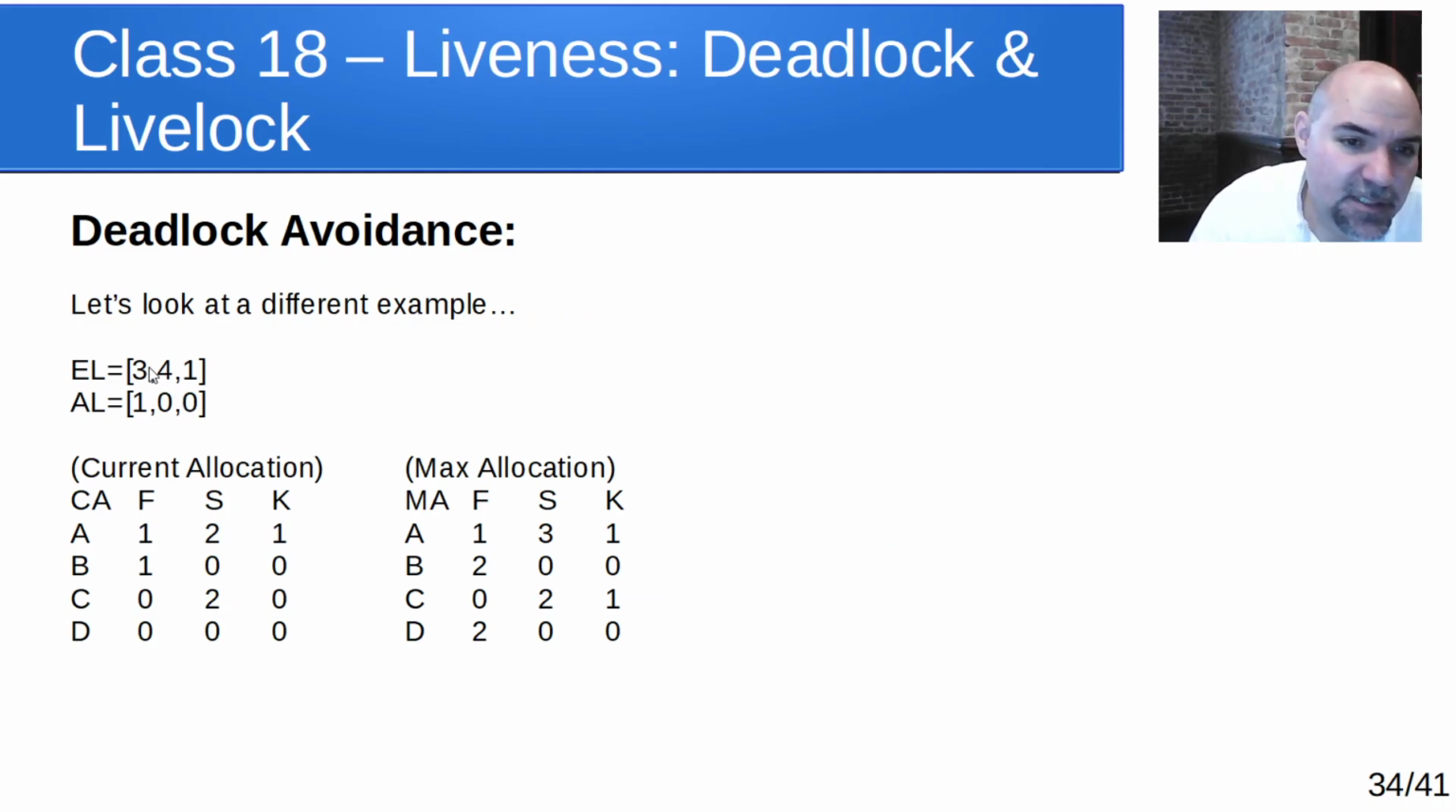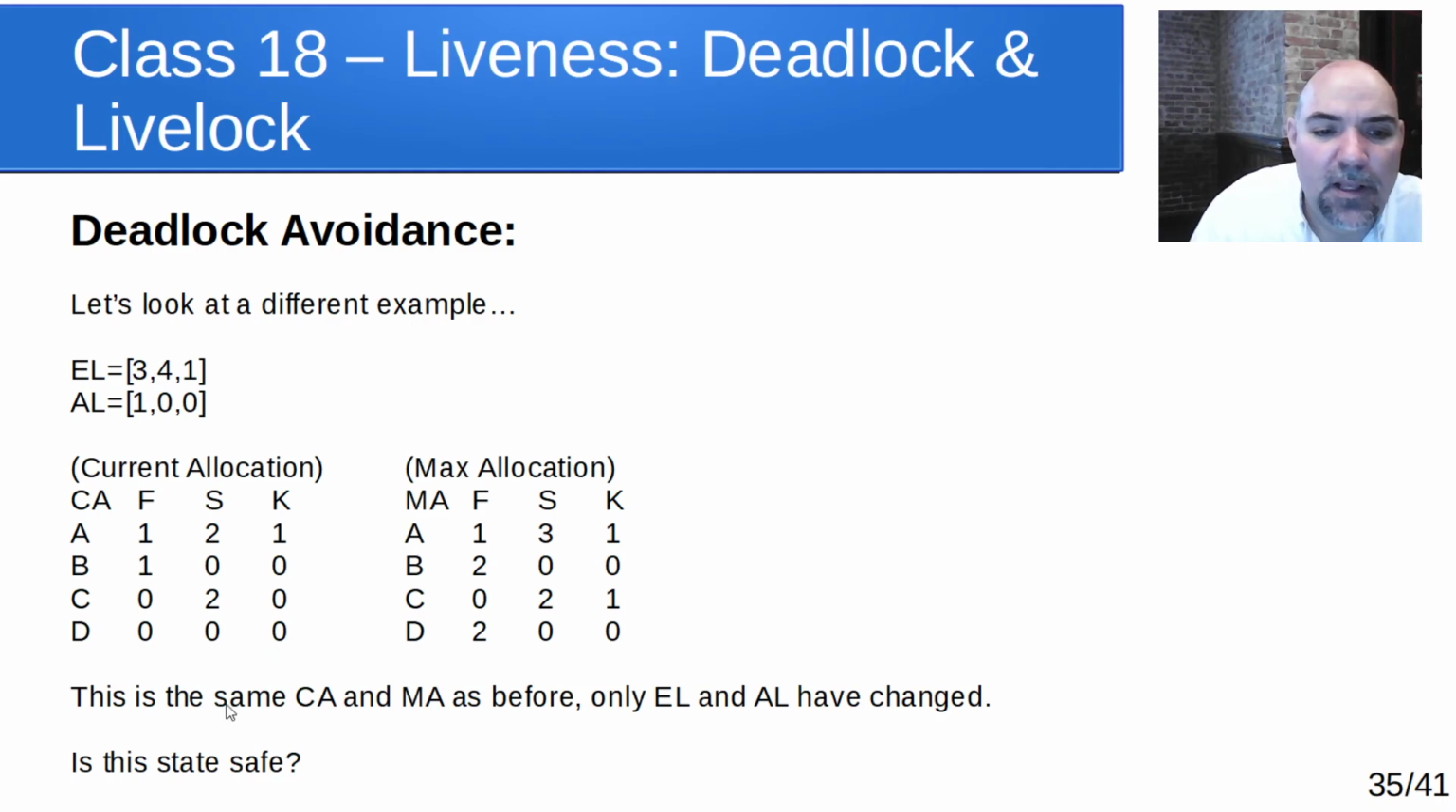So existence list in this case now is 3, 4, and 1. The available list is, there's only 1 of those available. So here's the current allocations. 1, 2, 1 for A, 1, 0, 0, 0, 2, 0, 0, 0, 0. Here's the max allocations they're going to need. So if we take those, and notice this is the same CA and MA as before, but the only thing that's changed is the existence list and available list. We've reduced the number of resources that are available.